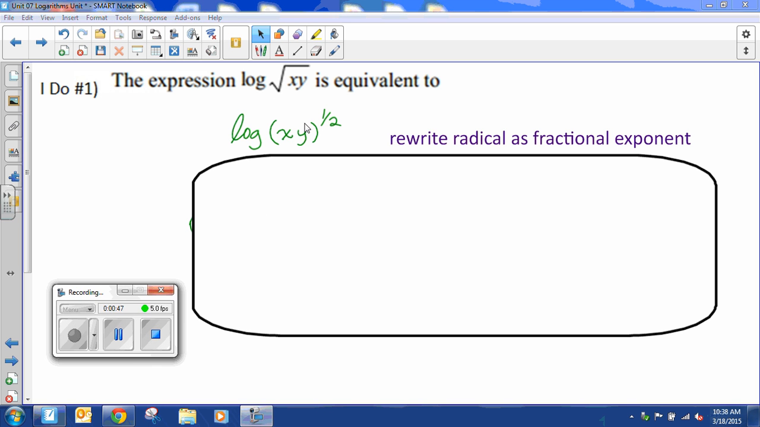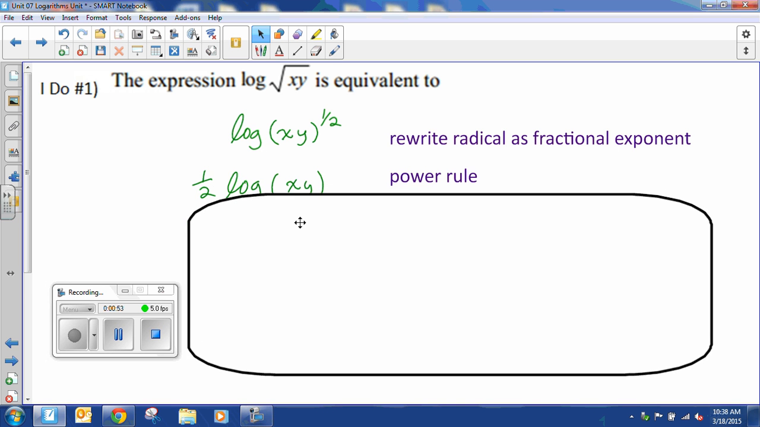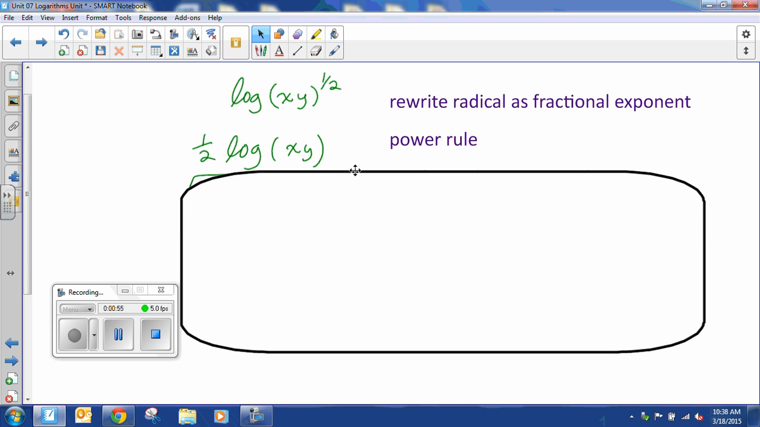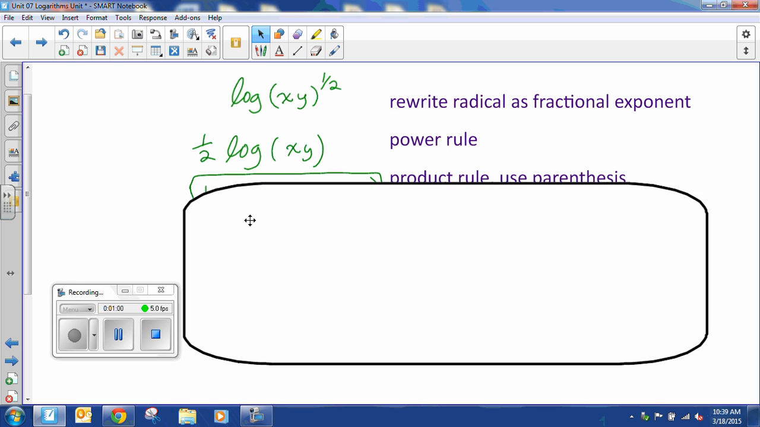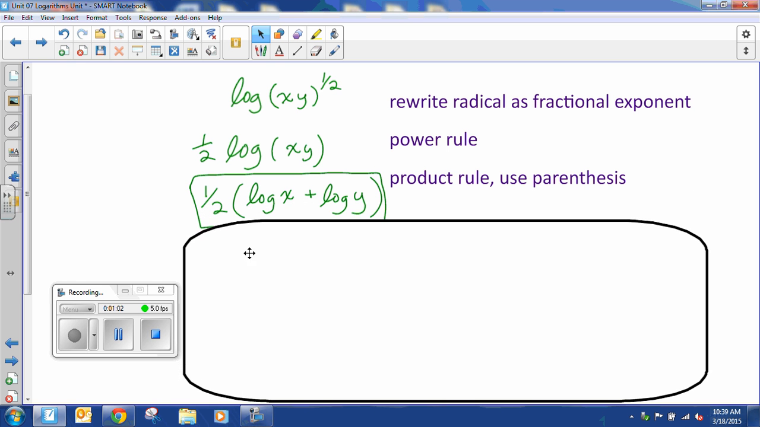Another thing that's very important is that you keep xy inside the parentheses because the 1/2 power pertains to both x and y. Then we can apply the power rule. So we bring our exponent down to the coefficient. And finally, we can apply the product rule using parentheses.